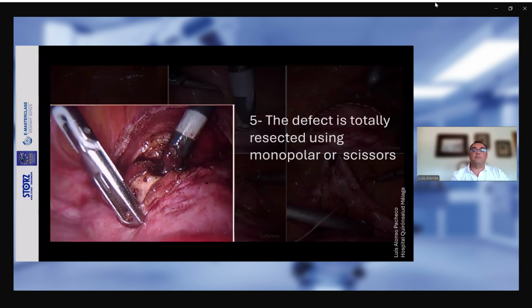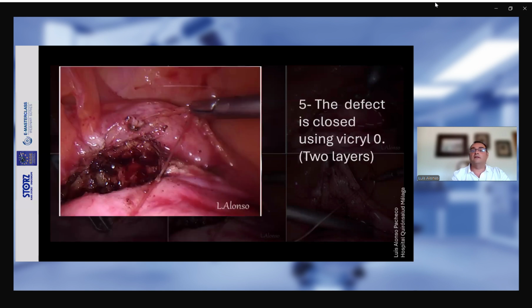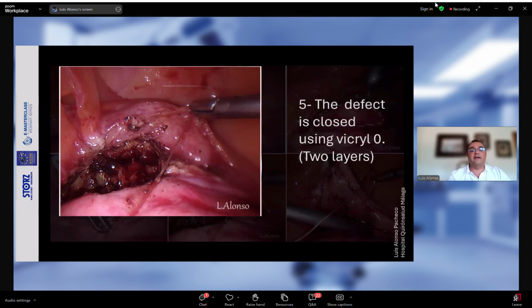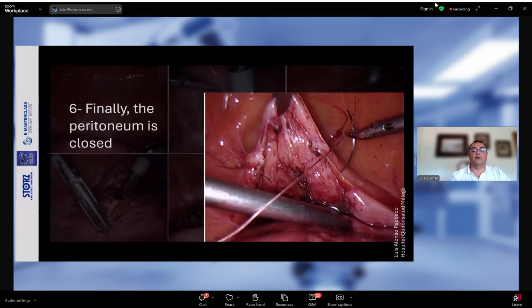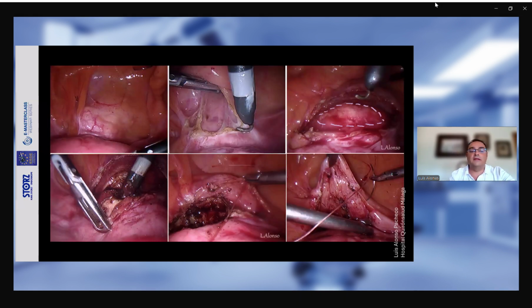The next step is the total excision of the defect, including the fibrotic tissue, and then we close the defect with 2 layers, and the final step is to close the peritoneum. So again, here you have summarized the laparoscopic repair with the 6 steps that we usually use.